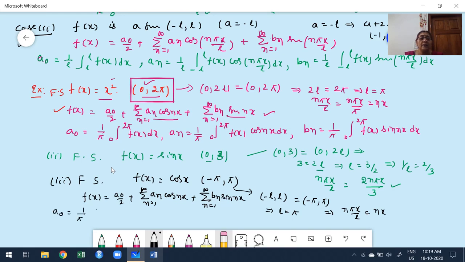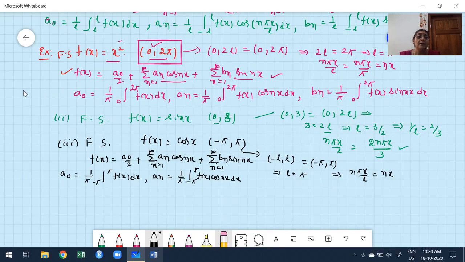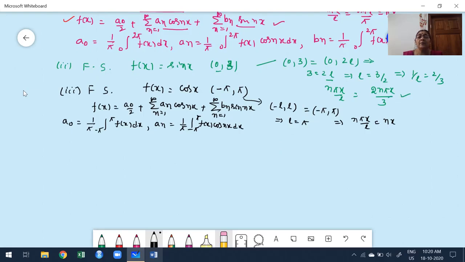a naught is 1 by pi, since L is pi, integral from minus pi to plus pi of f of x dx, and also an is what? 1 by pi, integral from minus pi to pi of f of x cos nx with respect to x, and also I have to write the formula for bn. What's the formula for bn? It is 1 by pi, integral from minus pi to plus pi of f of x sin nx with respect to x.